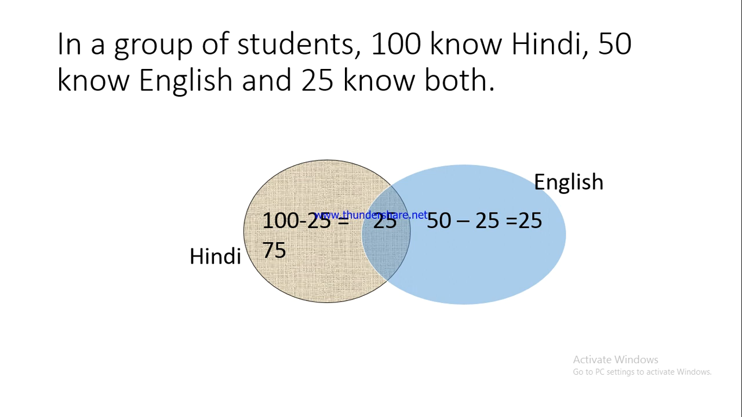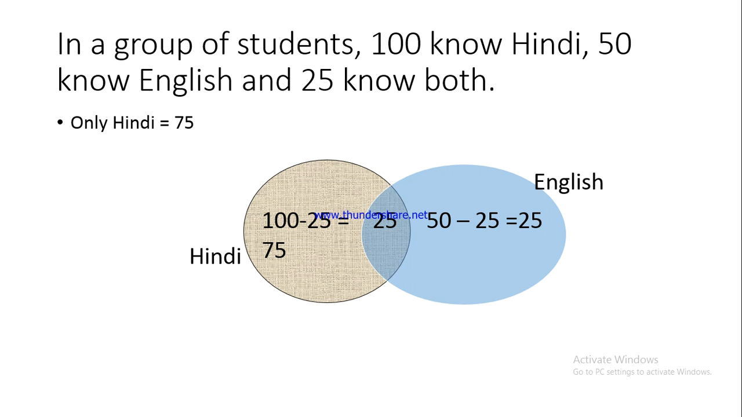Now what is the meaning of this? How do we interpret this particular figure? See, the grayish portion basically denotes those students who know only and only Hindi and no other language. The circle which is denoting Hindi has basically two areas. One area is the grayish portion, of which the value is 75, and the other area is the overlapping portion, of which the value is 25.